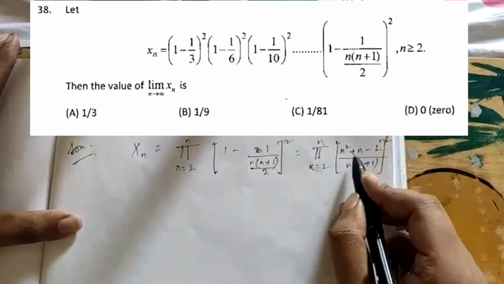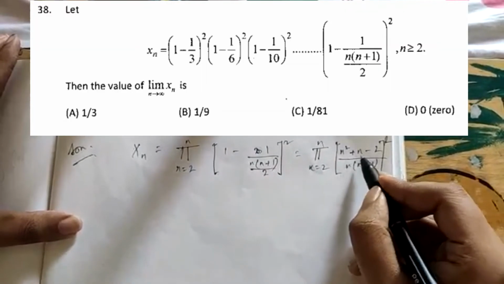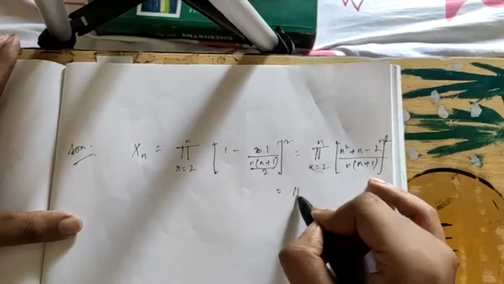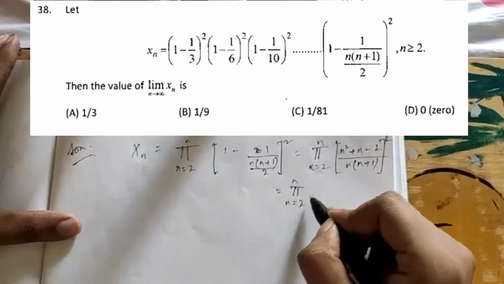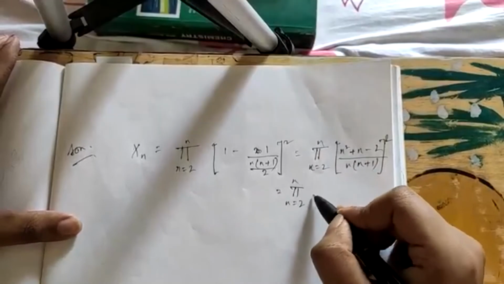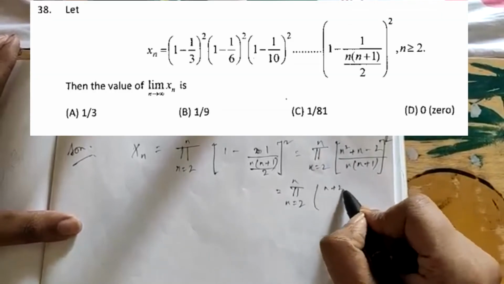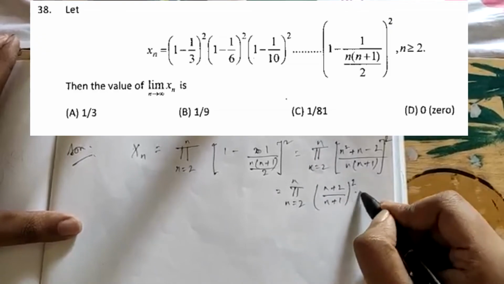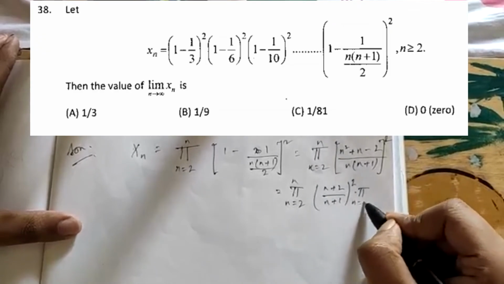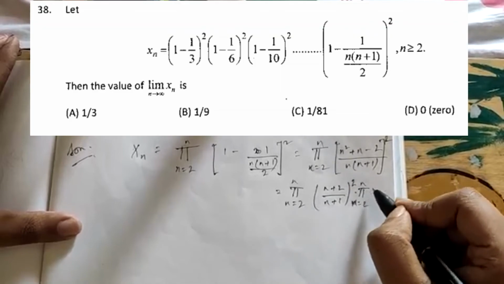So I can write it as n square plus n minus 2. I can write it as the product from 2 to n of (n plus 2) by (n plus 1) square, into again the product from 2 to n.